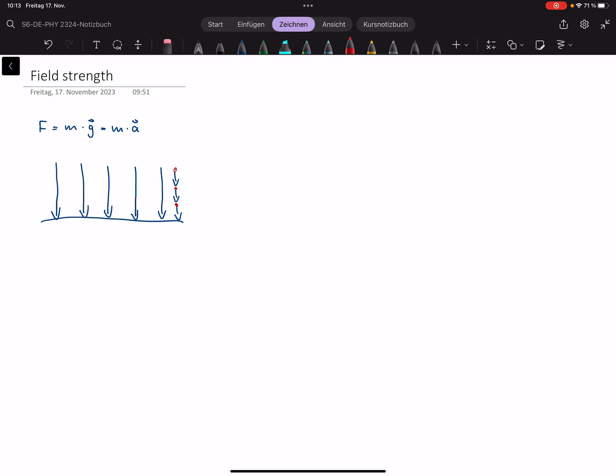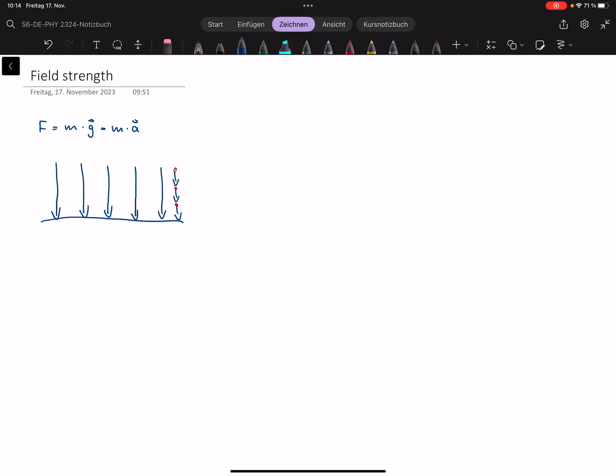However, when we combine these arrows to one long arrow, this information gets lost. So just by looking at this homogeneous field or the picture of it, we couldn't tell that the force is constant and independent from the distance between the mass and the surface here.